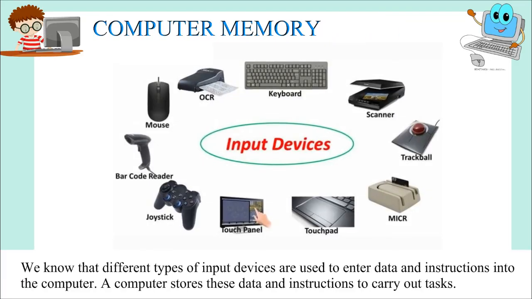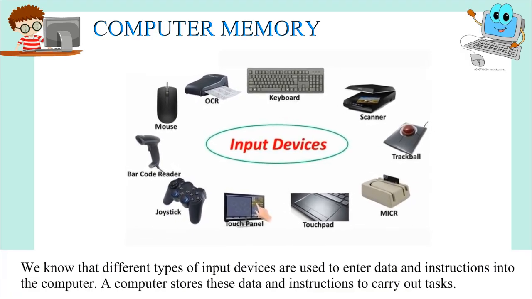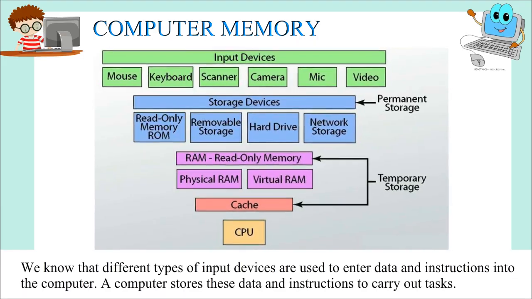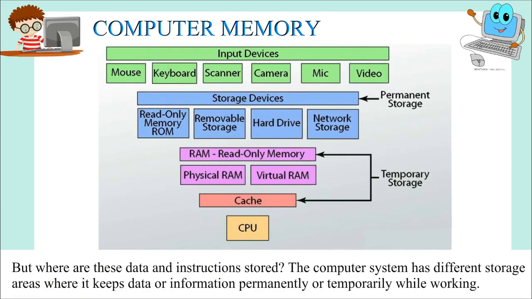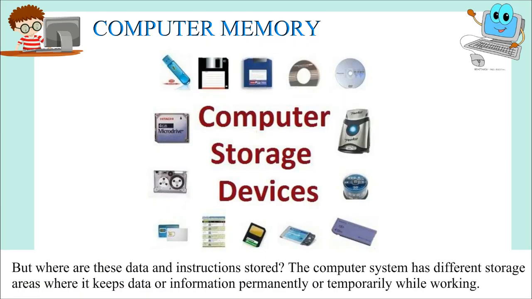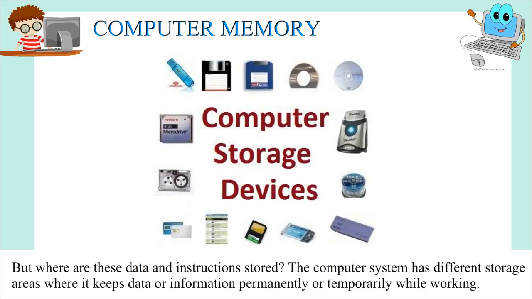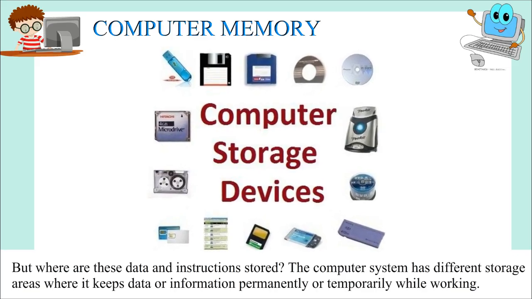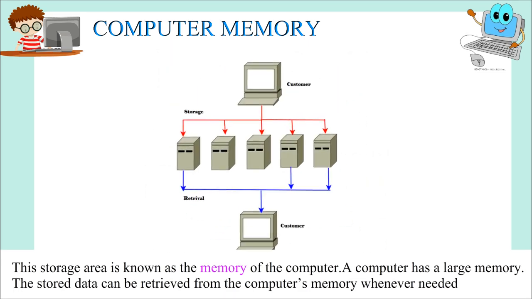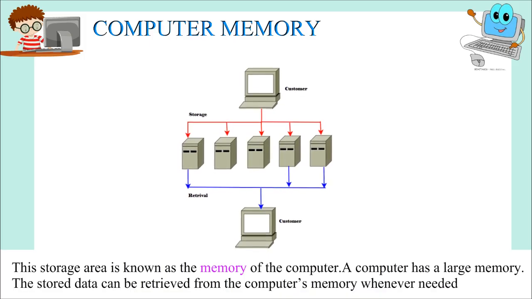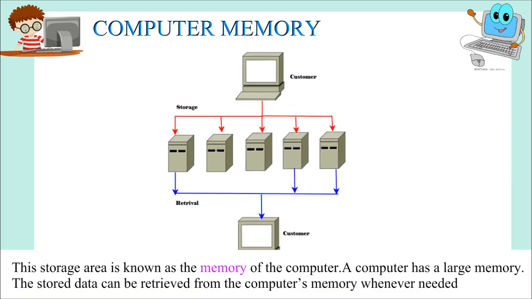Computer memory. We know that different types of input devices are used to enter data and instructions into the computer. A computer stores these data and instructions to carry out tasks. But where are these data and instructions stored? The computer system has different storage areas where it keeps data or information permanently or temporarily while working. This storage area is known as the memory of the computer. A computer has a large memory. The stored data can be retrieved from the computer's memory whenever needed.